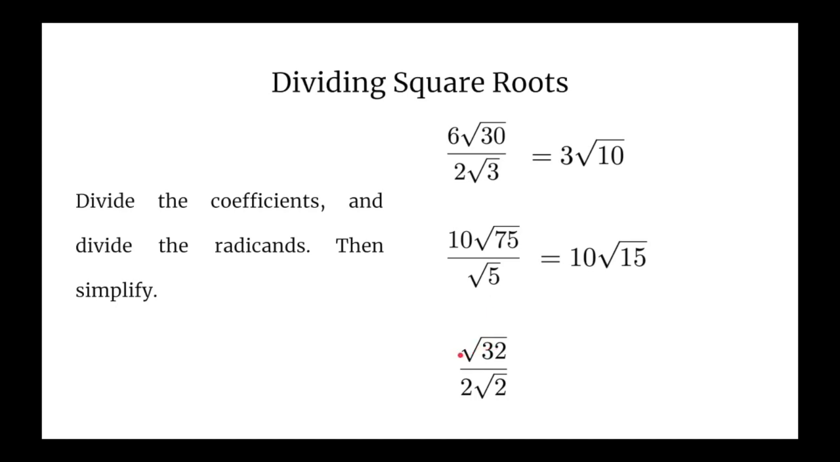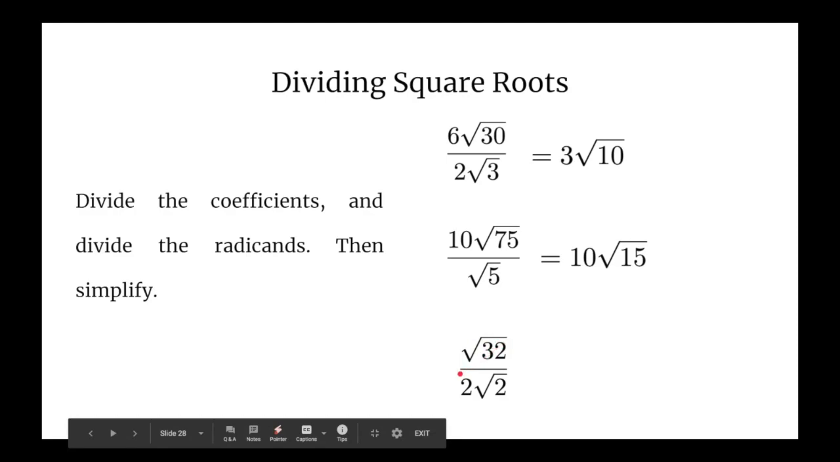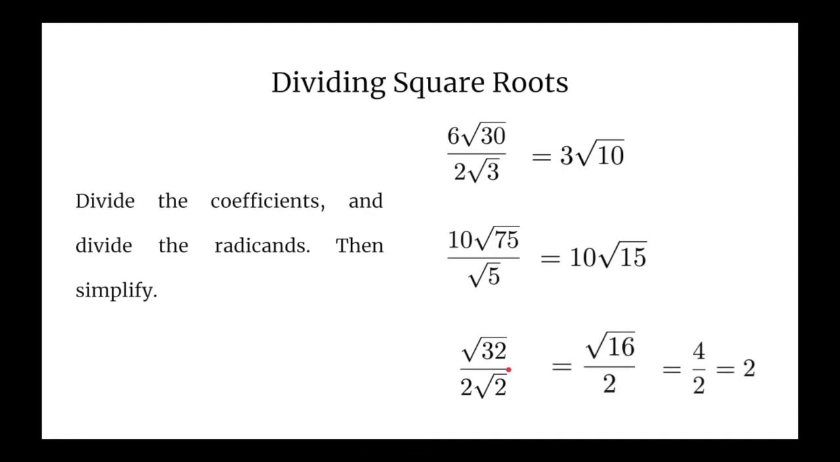Here we have the square root of 32 divided by 2 root 2. So this is going to give us the square root of 32 divided by root 2, which is the square root of 16 divided by 2. And that gives us 4 over 2, which is equal to 2.